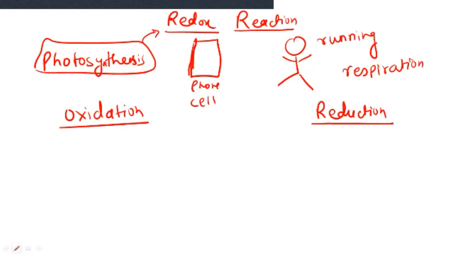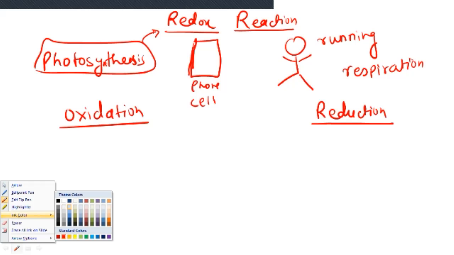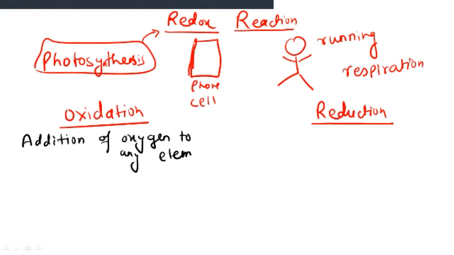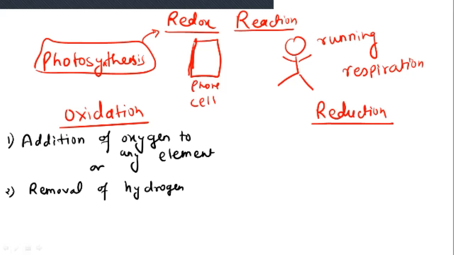The things we can know about this now is, in oxidation what happens, addition of oxygen to any element, remember, to any element. This is the first point. Another part, how else can we understand, we can write it like removal of hydrogen from any element, remember, from any element.